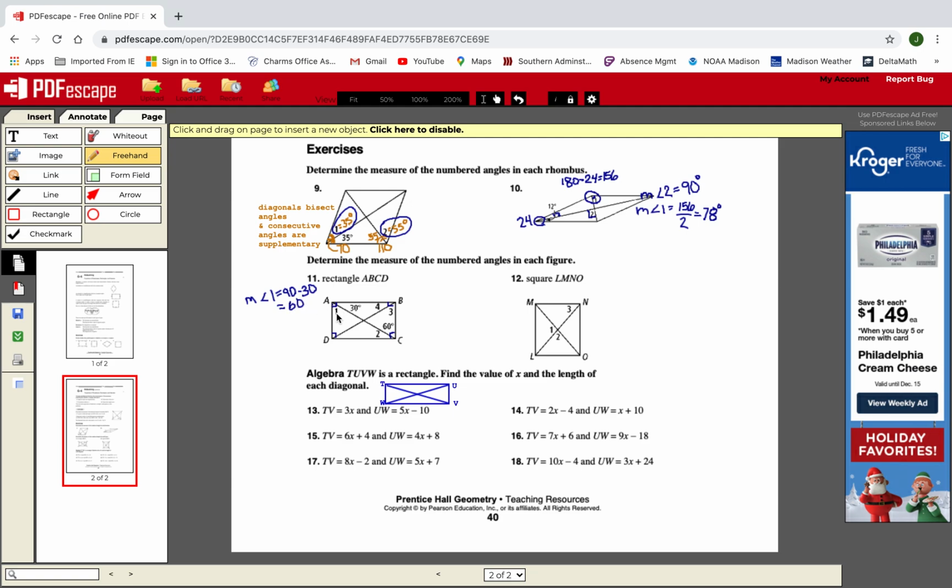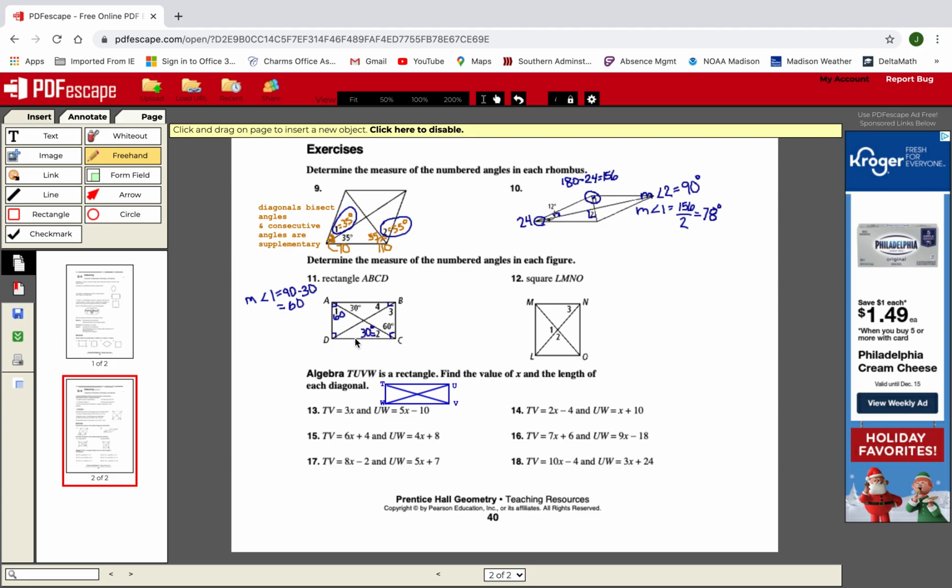Okay, so we know that angle 1 is 60 degrees. Also, a rectangle is a parallelogram. And here we have parallel lines cut by a transversal, and you see that this 60 is actually alternate interior to this 60, which is true also for this 30-degree angle here and this angle 2 here. Those are also alternate interior angles, so we know they're congruent. Of course, we also know that 90 minus 60 is 30, so we know that angle 2 is also 30 degrees.